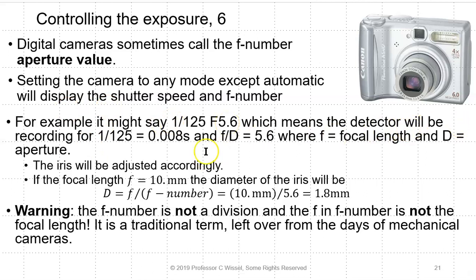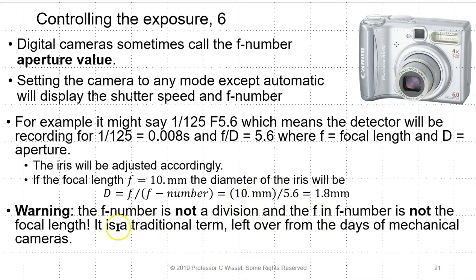This means the detector will be recording for 1/125th of a second, or 0.008 seconds, and an f over d of 5.6, where f is the focal length and d is the aperture. And in an automatic camera, the iris would be adjusted automatically. If the focal length is f equals 10 millimeters, the diameter of the iris will be f divided by the f number. So that would be 1.8 millimeters. So it's 10 millimeters divided by 5.6.